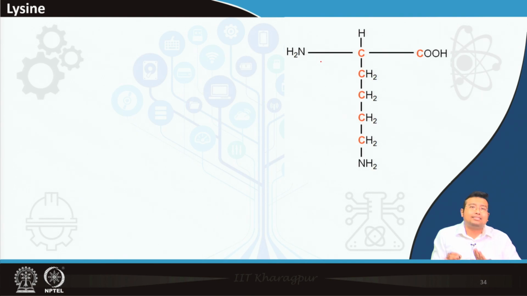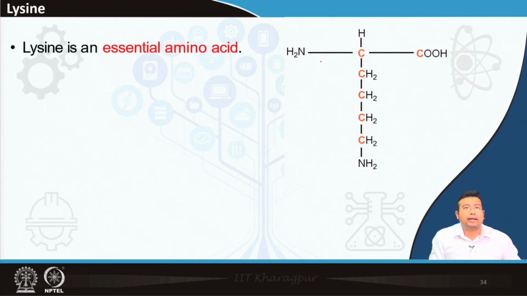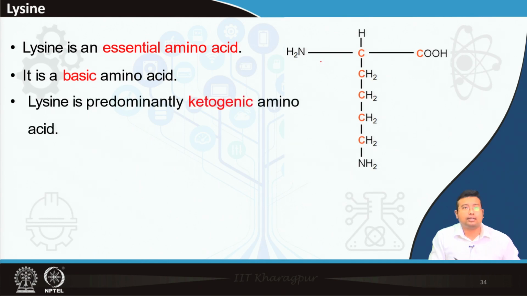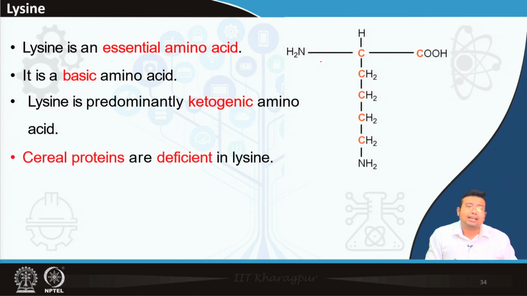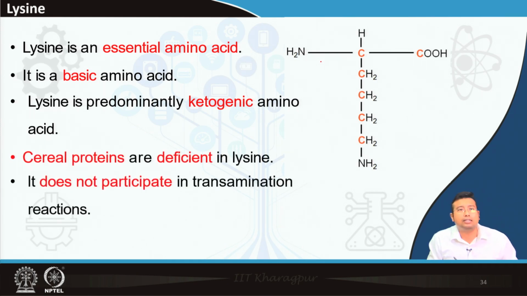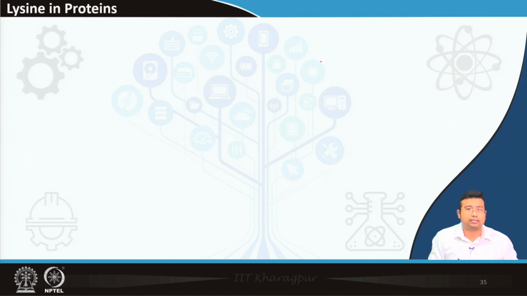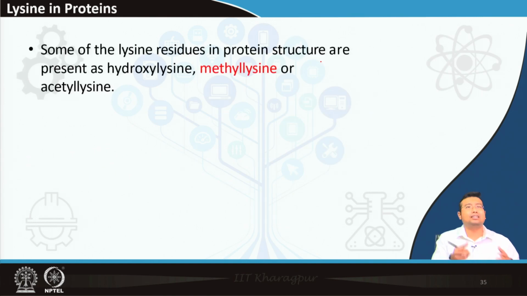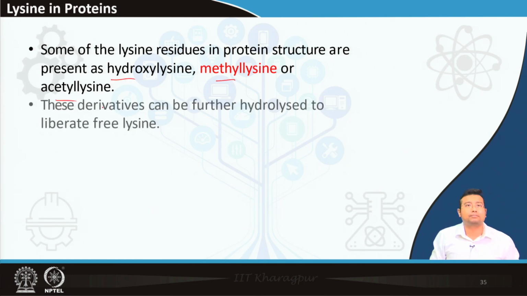The lysine is also a basic amino acid. So, why are we discussing lysine separately? Because in spite of being an essential amino acid and basic, it is a ketogenic amino acid. So, its metabolic fate is actually different. We should know cereal proteins are deficient in lysine and it does not participate in transamination reaction, right. So, if we consider lysine in protein, it can be present in multiple forms, that is lysine residues are often chemically modified, hydroxylysine, methyl lysine and acetyl lysine. So, these derivatives can be hydrolyzed to form free lysine, right.